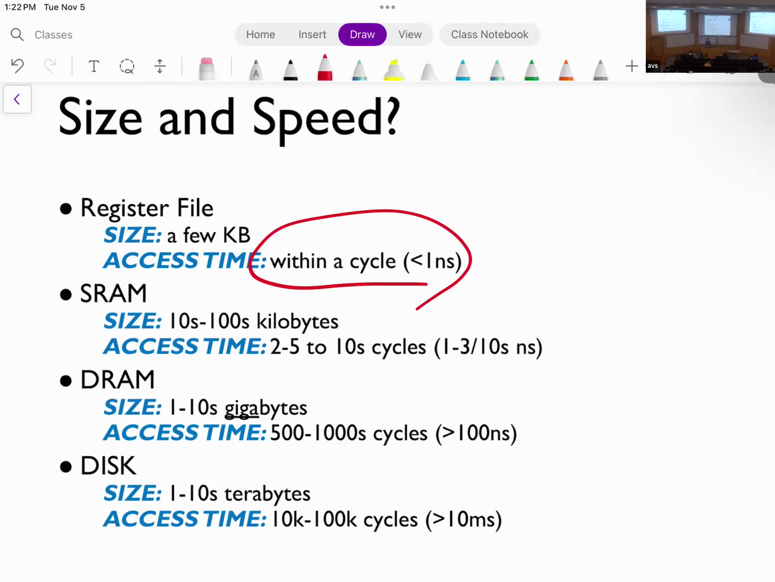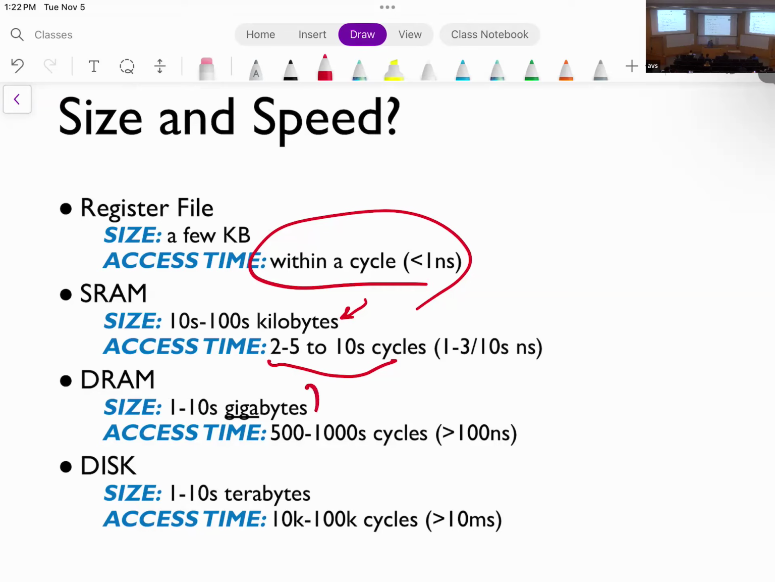Then we go to the SRAM. Typically, the sizes of SRAM are a few hundreds of kilobytes: 32 kilobytes, 256 kilobytes, 1 gigabyte. That's the order. But the access time typically ranges from 2 to 10 cycles. Typically for SRAM, as the size grows, the read time also grows, okay? So that's why it's not just one single number. For bigger SRAMs, the time it takes to read goes higher, okay?